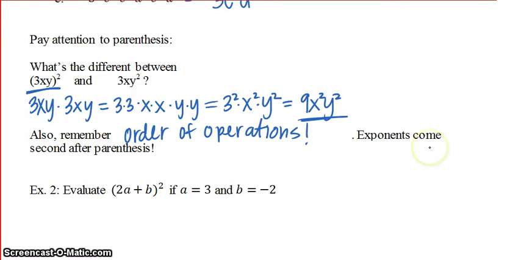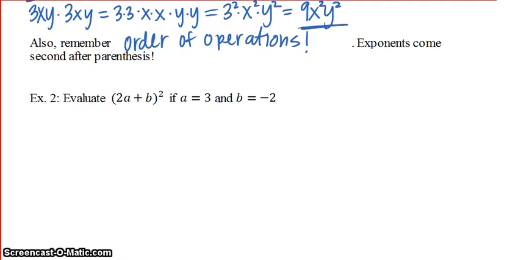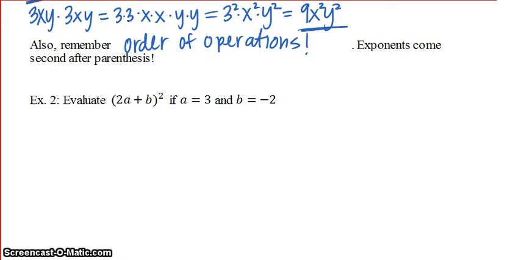Okay, exponents come second after parentheses, all right? Parentheses, please excuse, so parentheses, and then you deal with the exponents. Now, if it says evaluate, evaluate basically means take what you know and plug it in. So I'm going to be plugging in 3 for a, and I'm going to be plugging in -2 for b, and then you're going to get an answer.